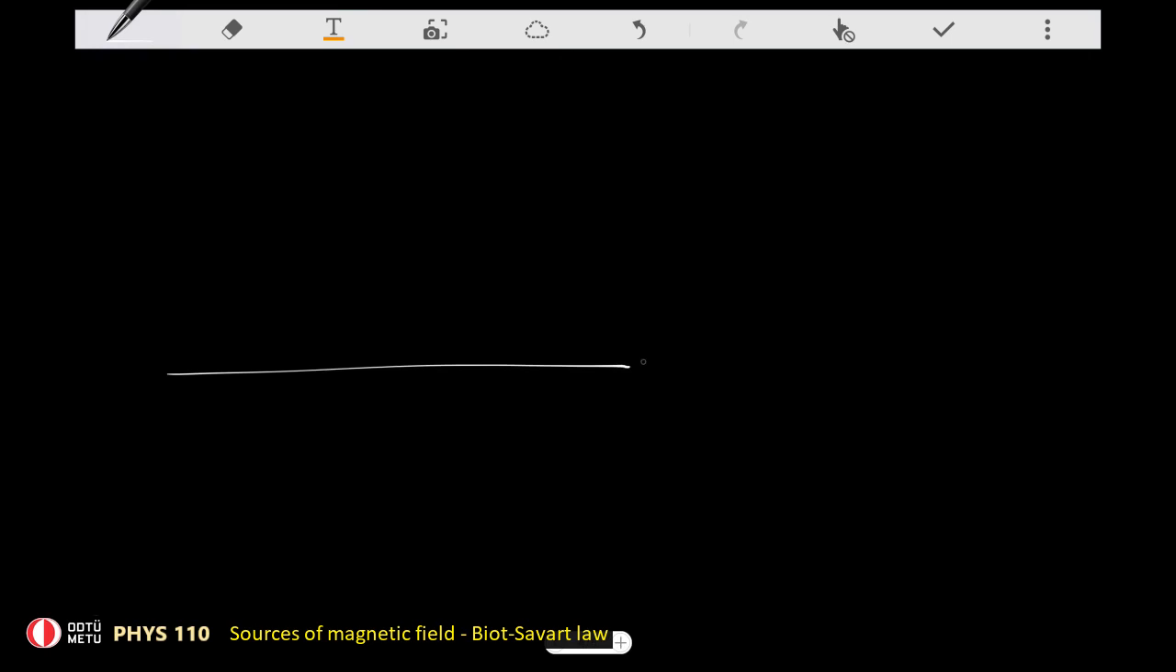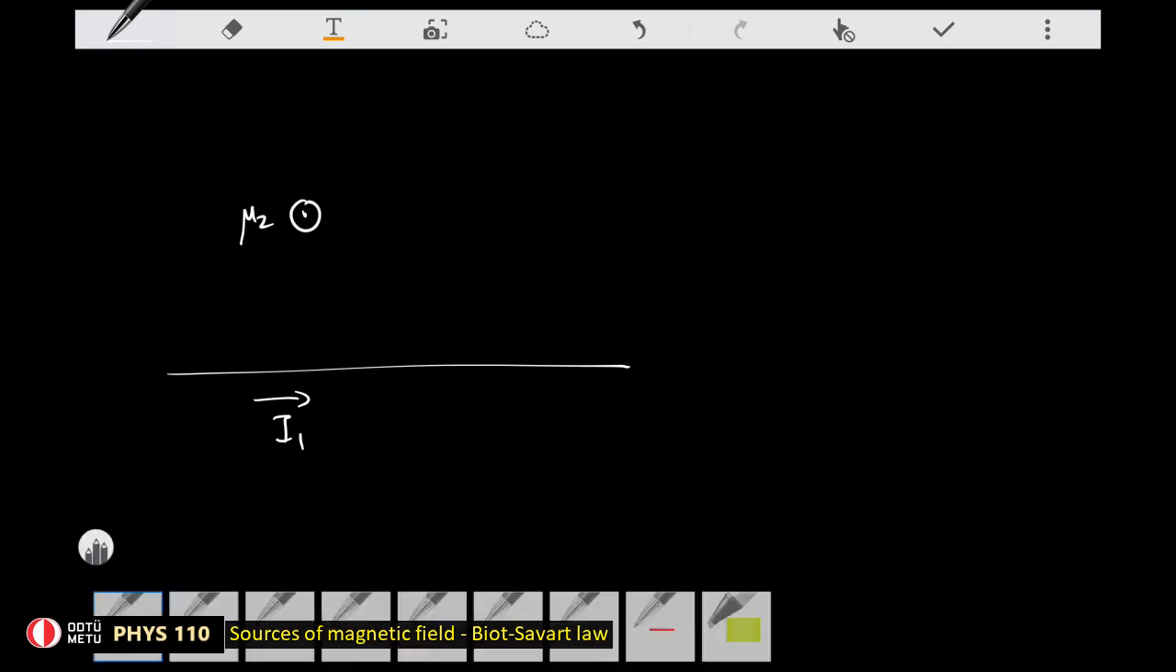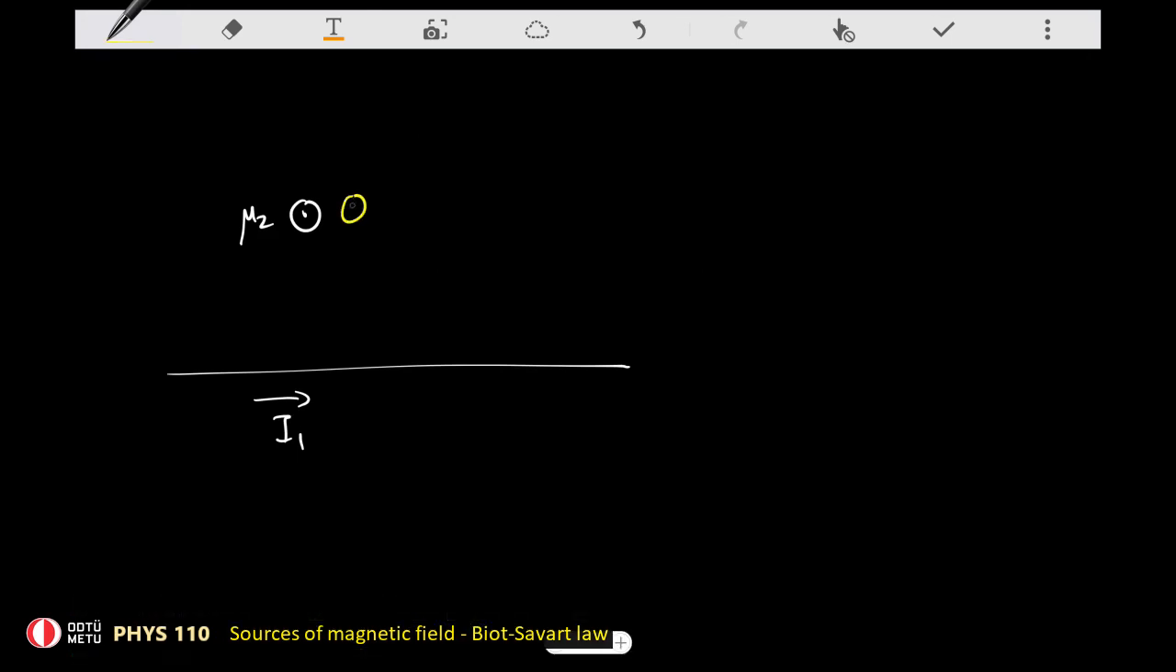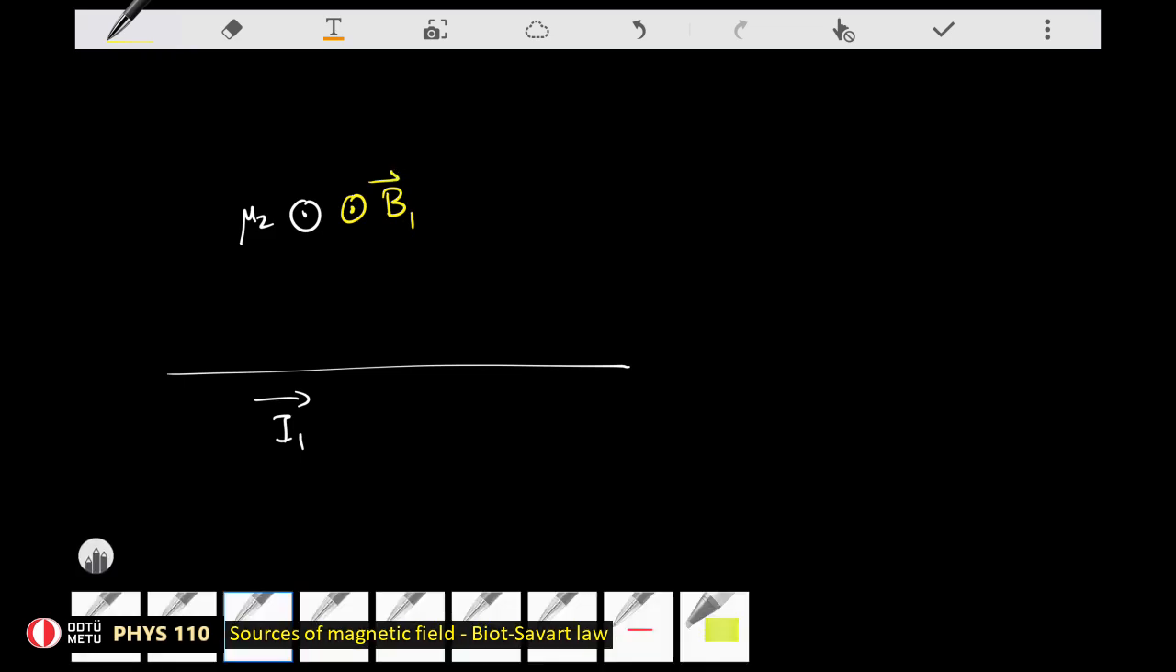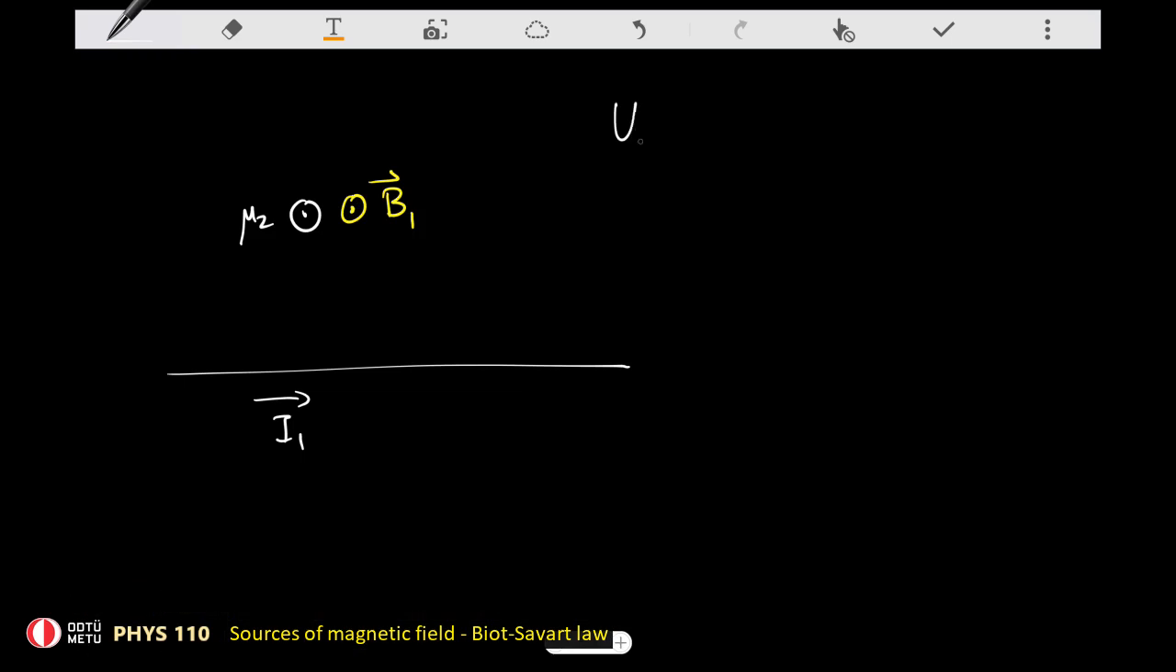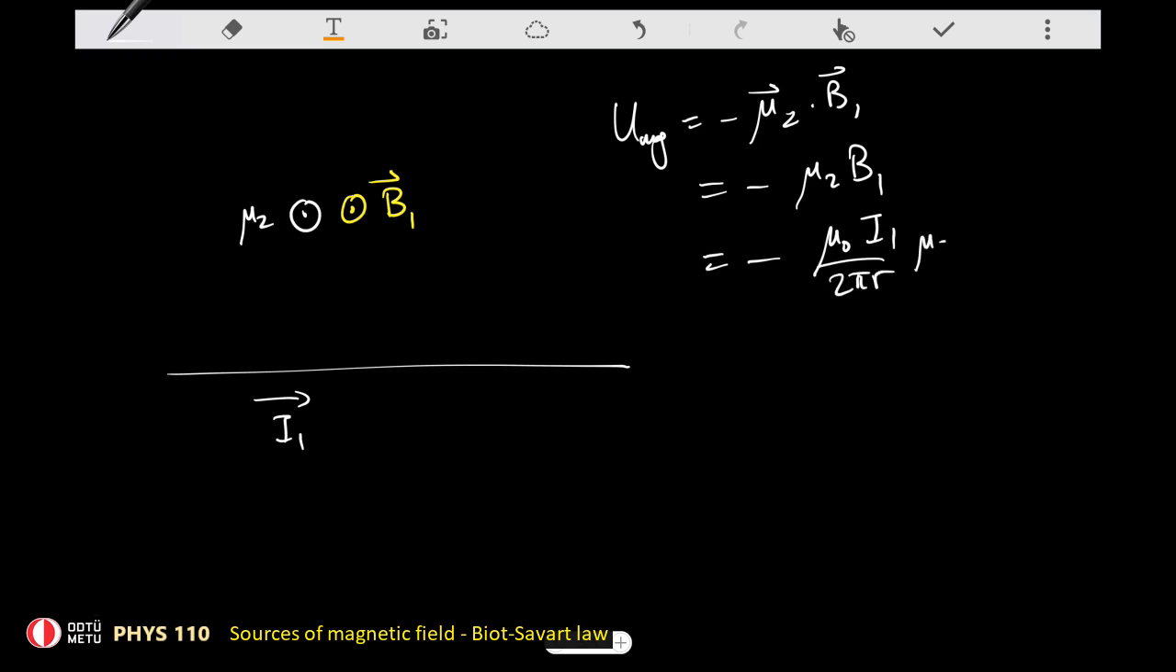So we have a wire that carries a current I1. I have a dipole in here, mu2. I know that this I1 produces a magnetic field in here. Let me call this B1, pointing out of the board, out of the screen. So the magnetic potential energy is equal to minus mu2 dot B1. Since they are in the same direction there, that product is equal to the product of their magnitudes. So therefore this is mu0 I1 divided by 2 pi r times mu2. That's the magnetic potential energy.